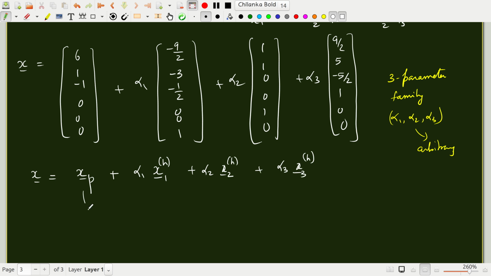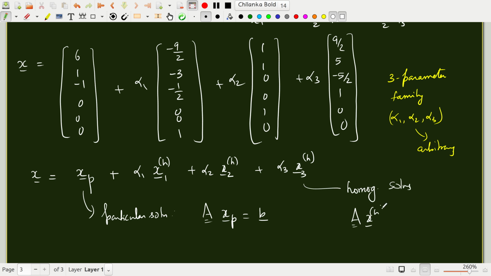This is called the particular solution, which is the solution to A xp is equal to b, and these are called the homogeneous solutions, which are solutions to A xh is 0. So these solutions, which are multiplied by alpha 1, alpha 2, alpha 3, are homogeneous solutions, whereas this is the particular solution. Now, what is the number of homogeneous solutions?